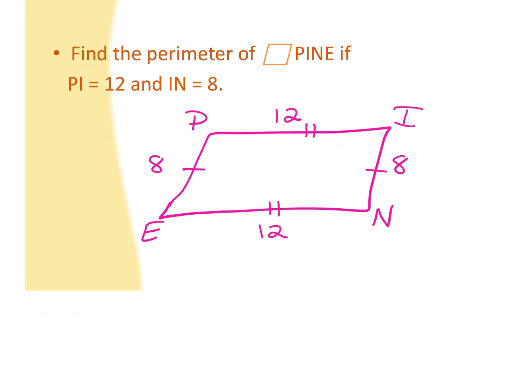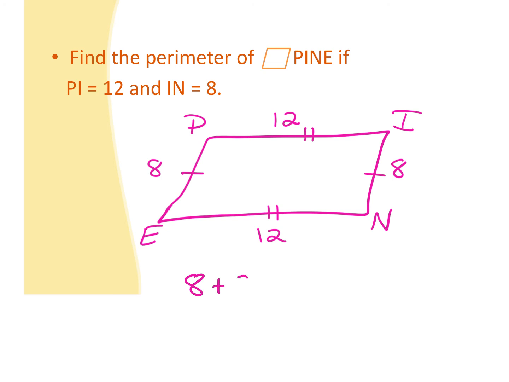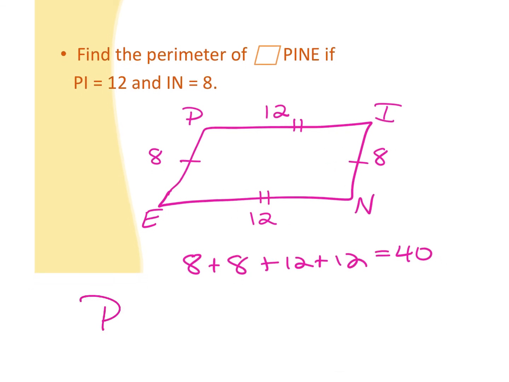So to find the perimeter, all I have to do is add up all the sides. 8 plus 8 plus 12 plus 12. Or you could do 2 times 8 plus 2 times 12. Either way, this gives me 40. So the perimeter of parallelogram PINE is 40. And there's no inches or units on this, so I could just describe it as 40 units. If they said that these were 12 and 8 inches, then the perimeter would just be 40 inches.